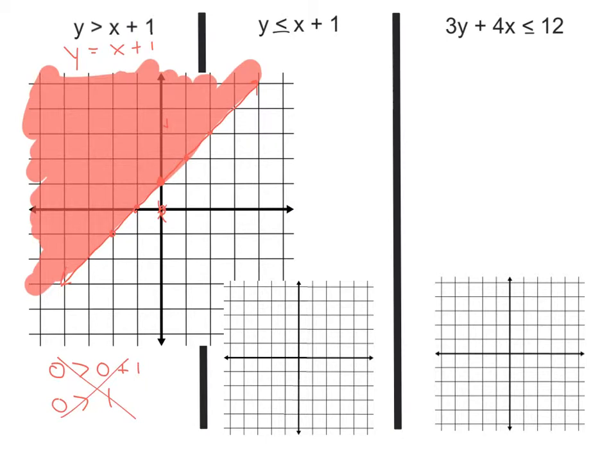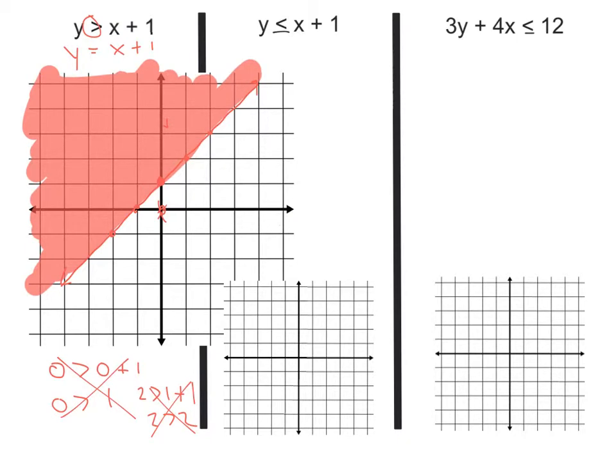Now, here's the other wrinkle. I graphed y equals x plus 1, but you'll notice this says y is greater than x plus 1. That means y does not equal everything on this line. So if I take a point on this line, let's take 1, 2. So 1, 2 is on that line. Let me plug in y equals 2 and x equals 1. I'm going to say 2 is greater than 1 plus 1. Well, that's not true. 2 is not greater than 1 plus 1. It's on the line, but that doesn't mean it's a solution.